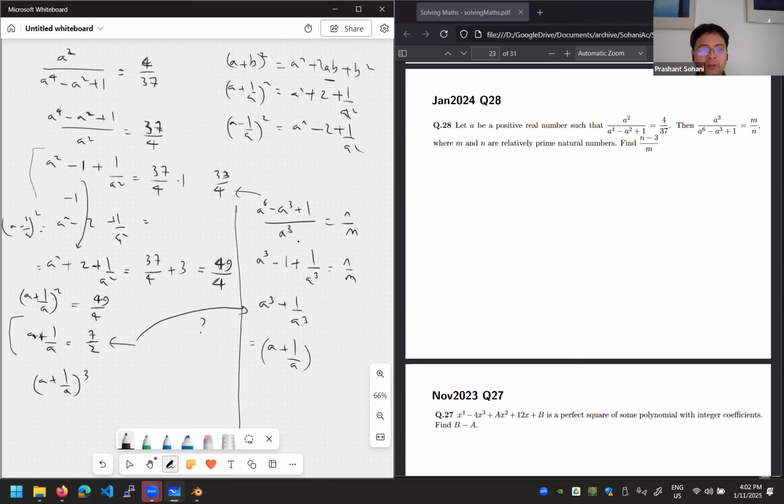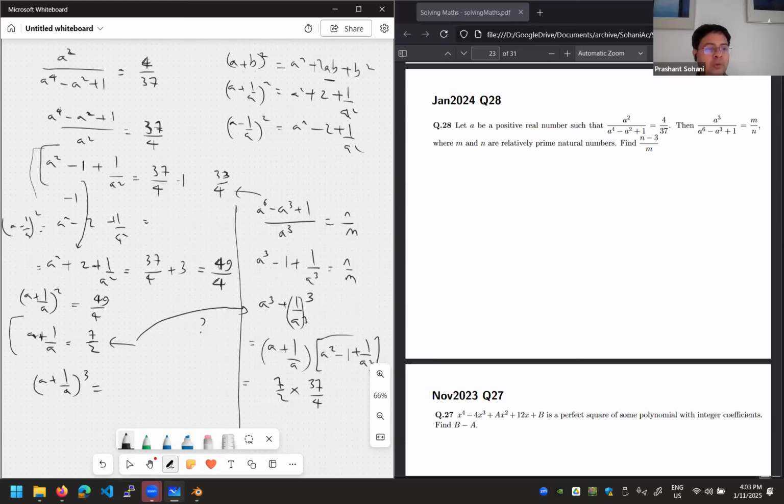If I take this as a cube plus (1 over a) whole cube, then the identity is a plus 1 over a times a square minus the product a into 1 over a, which is simply 1, plus 1 over a square, right? And here I know everything now. This a plus 1 over a is 7 by 2, and luckily this term is exactly what we had computed earlier at this step. So I can directly plug in the values to get the answer.